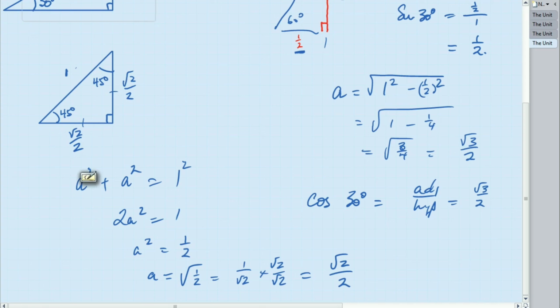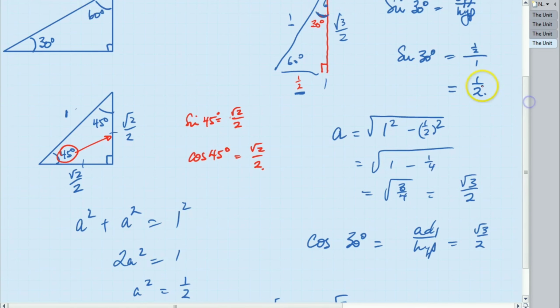And now we can see that sine of 45, we'll take this 45 degree angle here, the sine is the opposite, root 2 over 2, over the hypotenuse, which is 1, so the sine of 45 is root 2 on 2, and by the same reasoning, the cos of 45 degrees is also root 2 over 2.